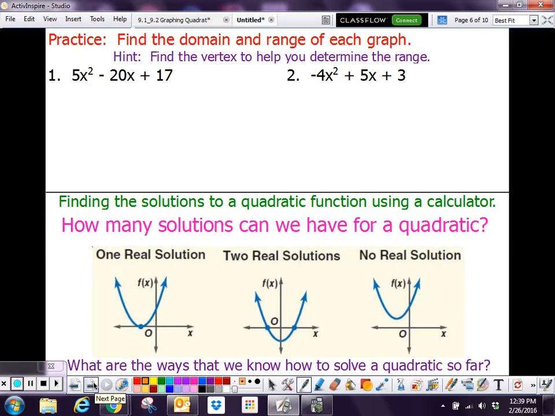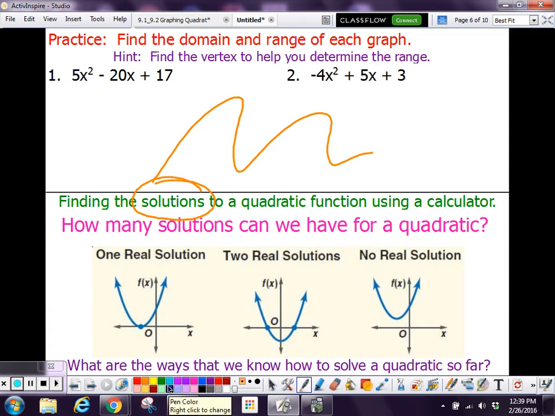All right, so I'm going to skip these two at the top. And we're going to get into now how to find solutions. Okay, we were finding vertex. Now we're going to find solutions. Remember what solutions are. Solutions are zeros, roots, and x-intercepts.